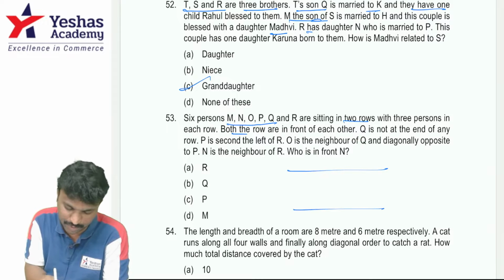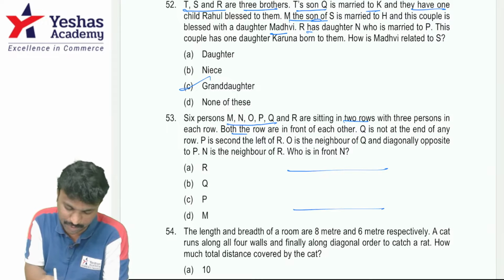P is second to the left of R. It's a sure statement. If I place R here, P should be second to the left of R. That is satisfied. Now, with respect to P and R, find the statement. O is neighbor of Q and diagonally opposite to P. So, O is diagonally opposite to P. And O is a neighbor of whom? Q.